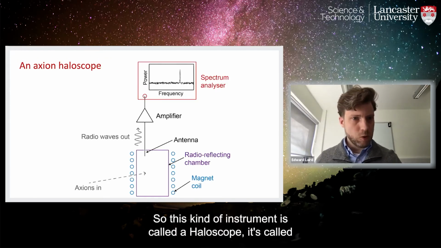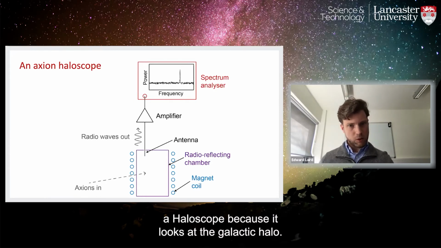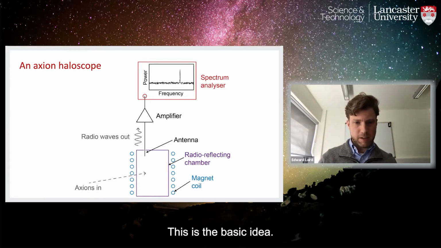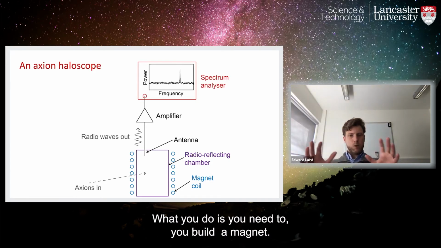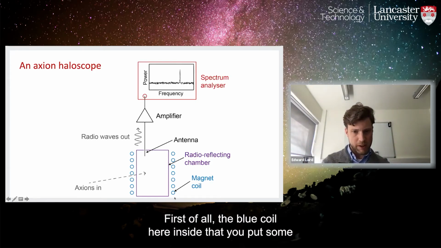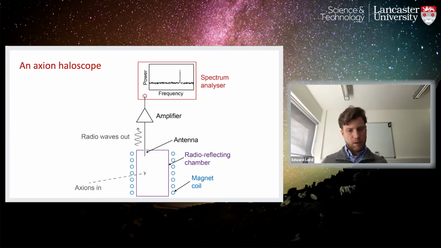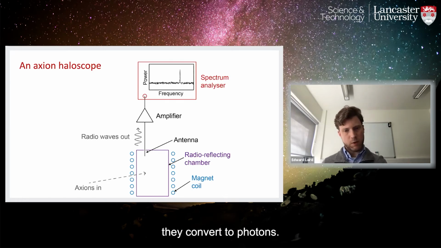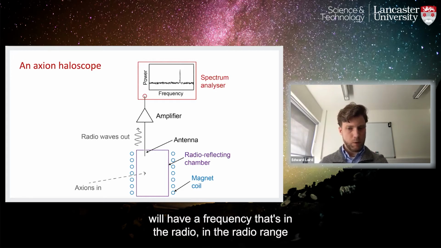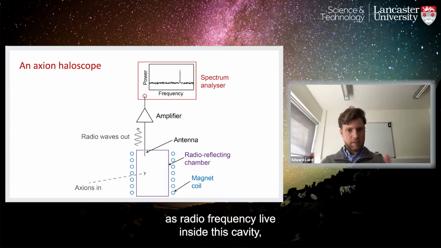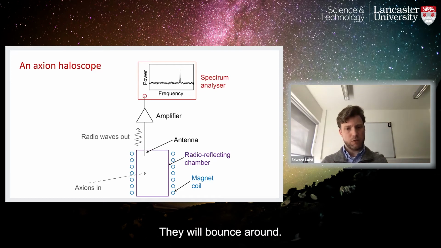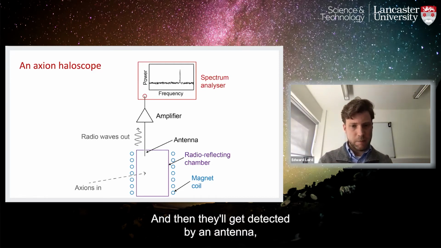So this kind of instrument is called a haloscope. It's called a haloscope because it looks at the galactic halo. This is the basic idea. What you do is you build your magnet, first of all. That's the blue coil here. Inside that, you put some kind of chamber that reflects radio waves. So the idea is when the axions come in, they convert to photons. We believe the photons will have a frequency that's in the radio range, so it's radio frequency light. Inside this cavity, this chamber, they will bounce around, and then they'll get detected by an antenna.